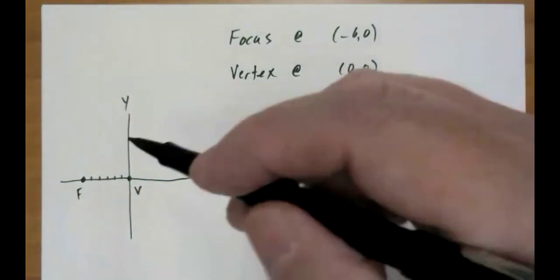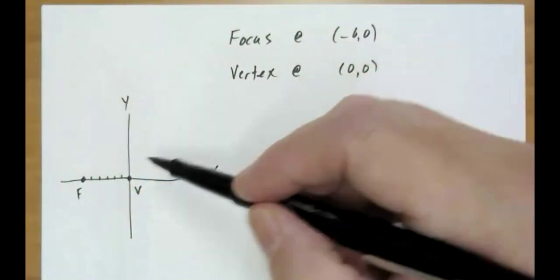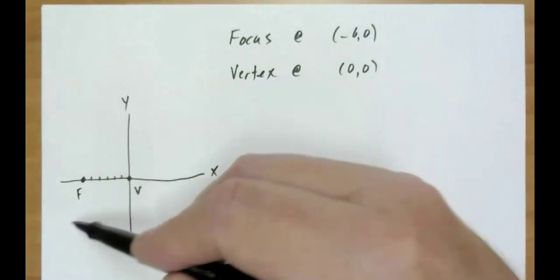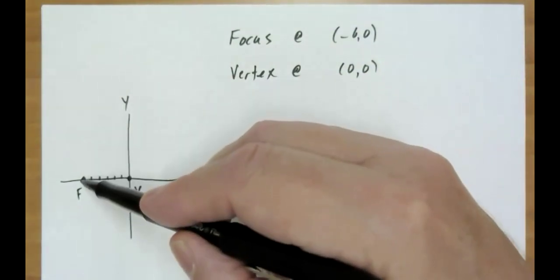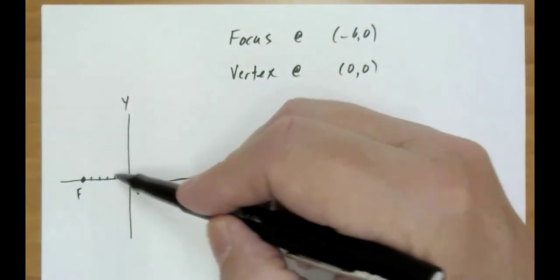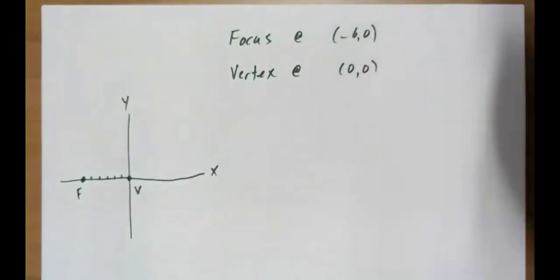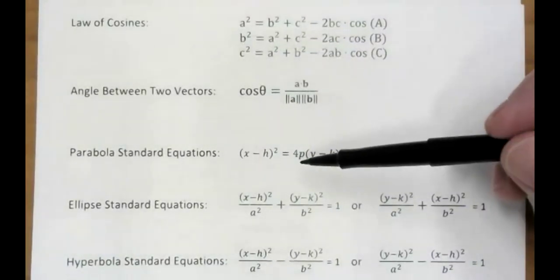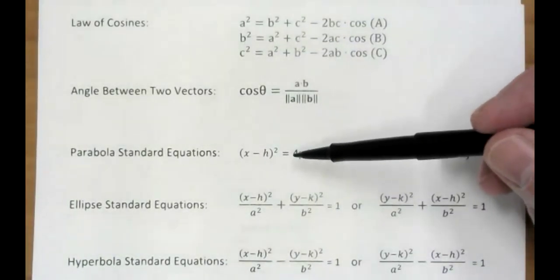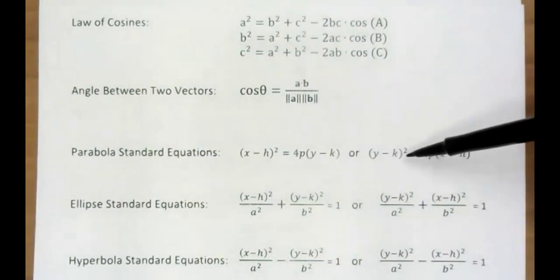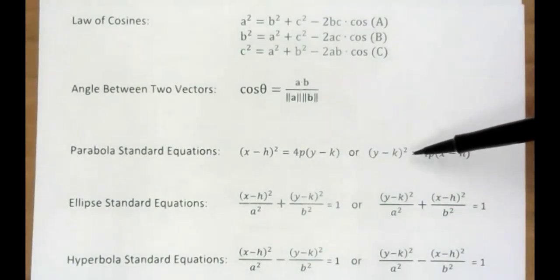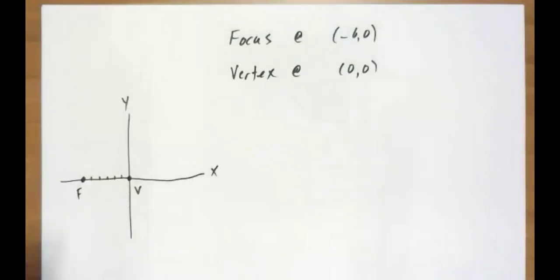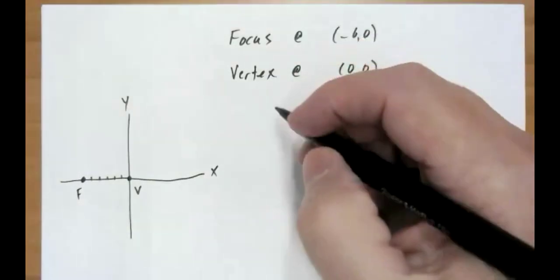Now at this point, I know what kind of parabola it's going to be. This is going to open to the left because the focus is always inside the parabola. And here's the vertex. So I go to my formula sheet and I want to grab the standard equation for a left or right parabola. In this case, it's going to be a left parabola. And that's this equation here where the y gets squared.